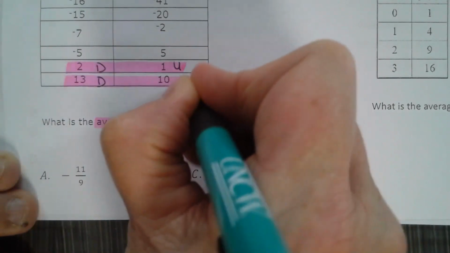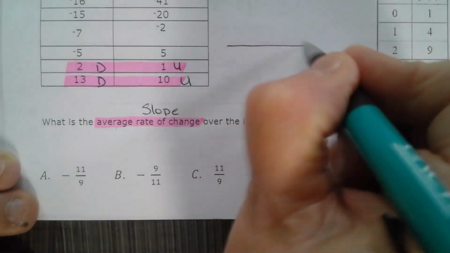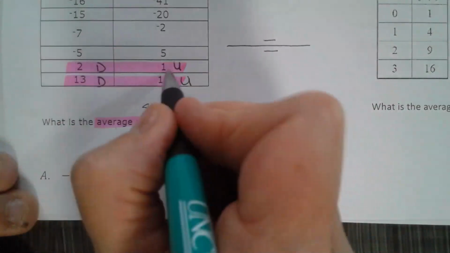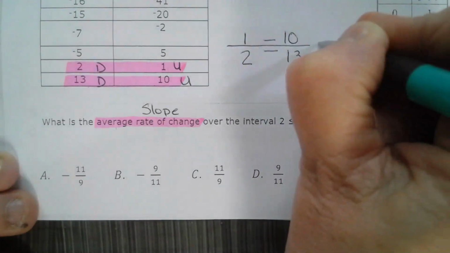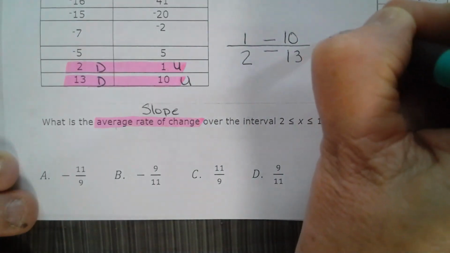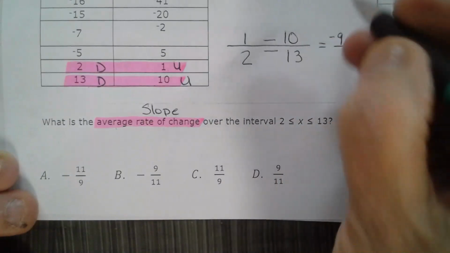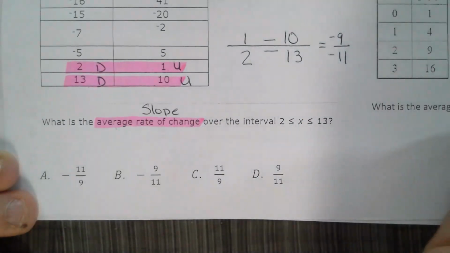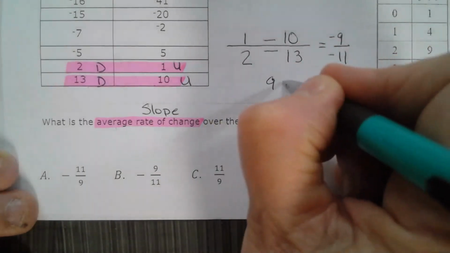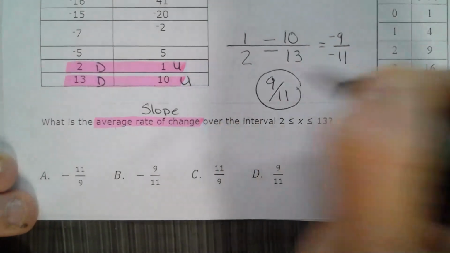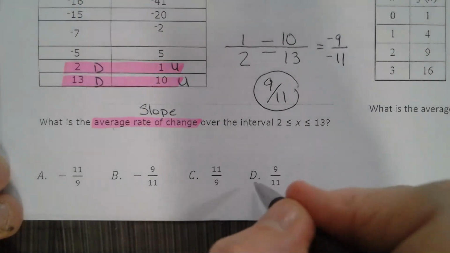So now we can do big bad Batchick structure, down, up, down, up. When I simplify the top, I get -9. When I simplify the bottom, I get -11. And we need to be careful because a negative divided by a negative is a positive 9/11.